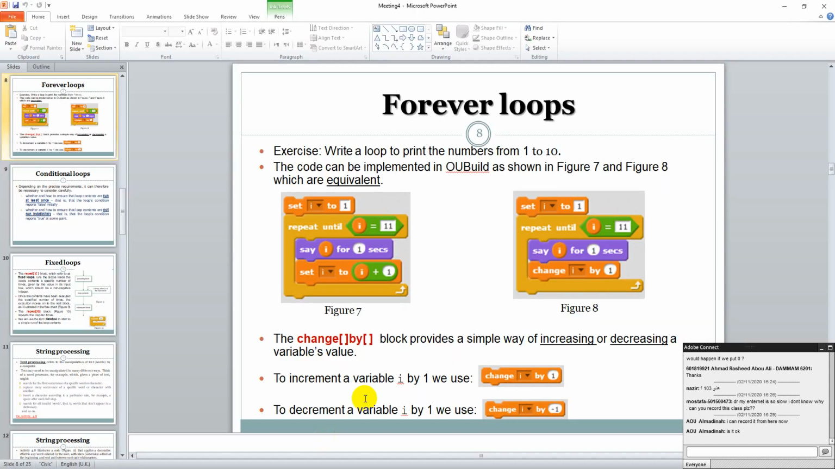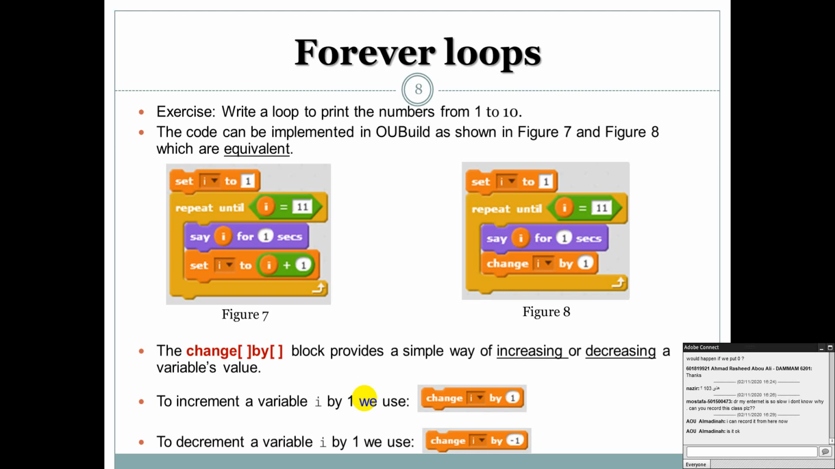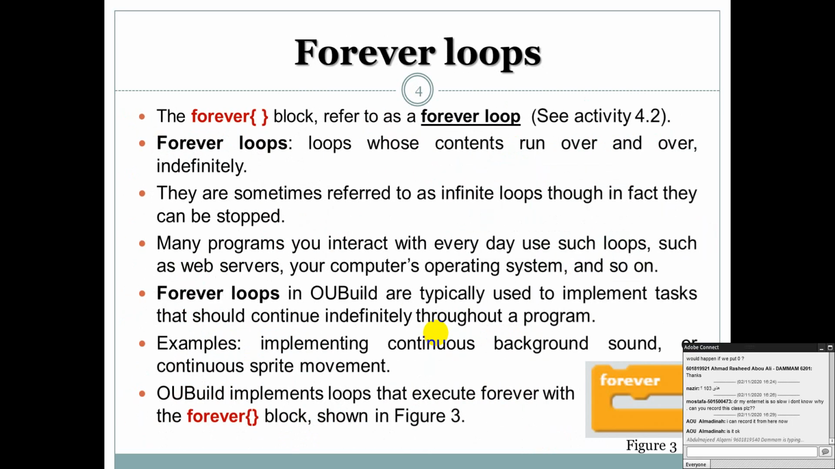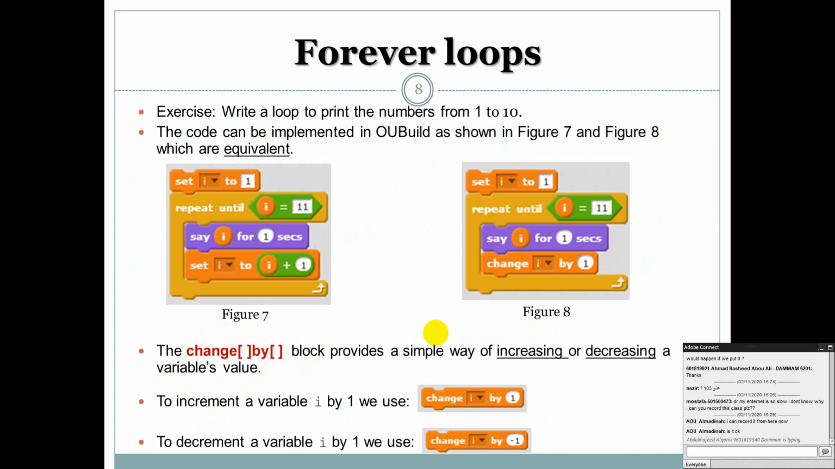Okay, so this is the forever loop, right? We are discussing the loops. So, sorry, this is not the forever loop, this is the conditional loop. Not the forever loop. The forever loop is this one. Okay, sorry, this is the forever loop. Now this is the conditional loop.